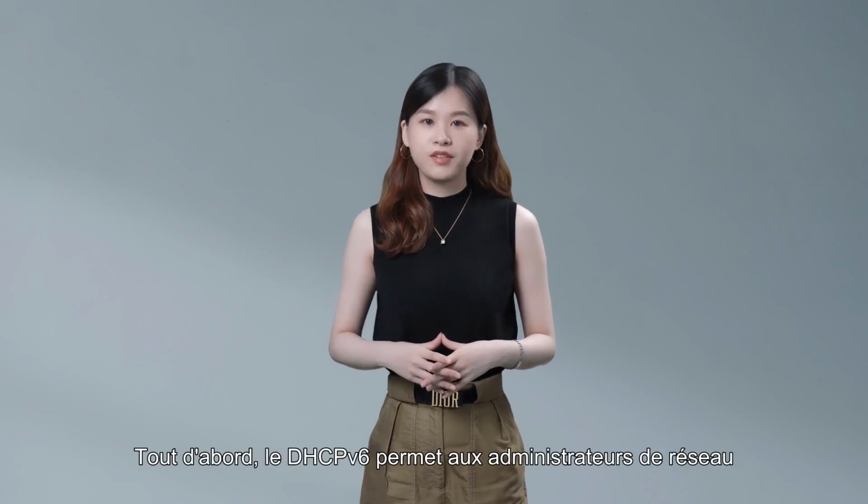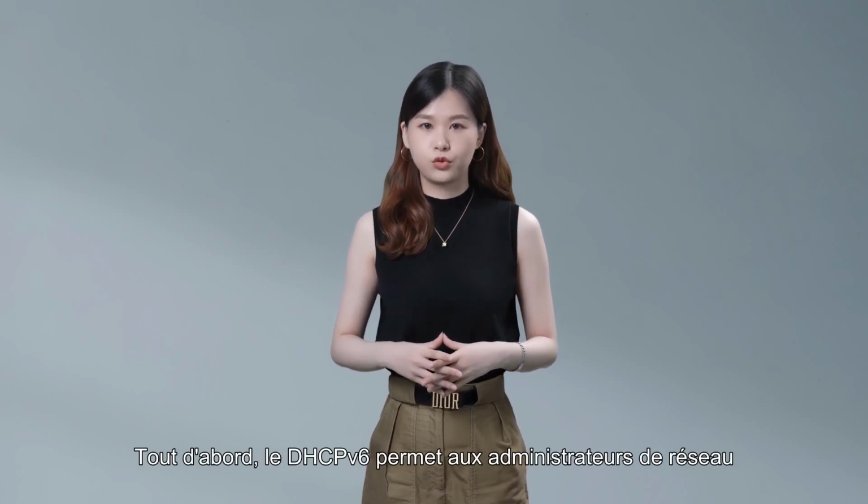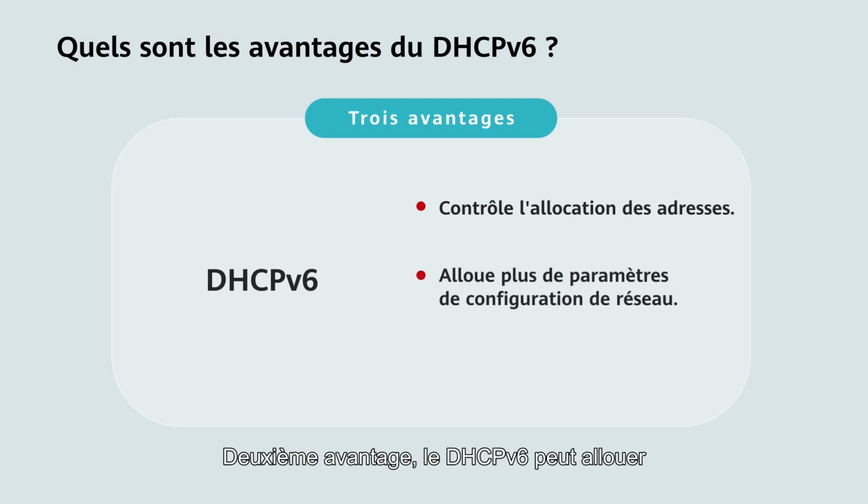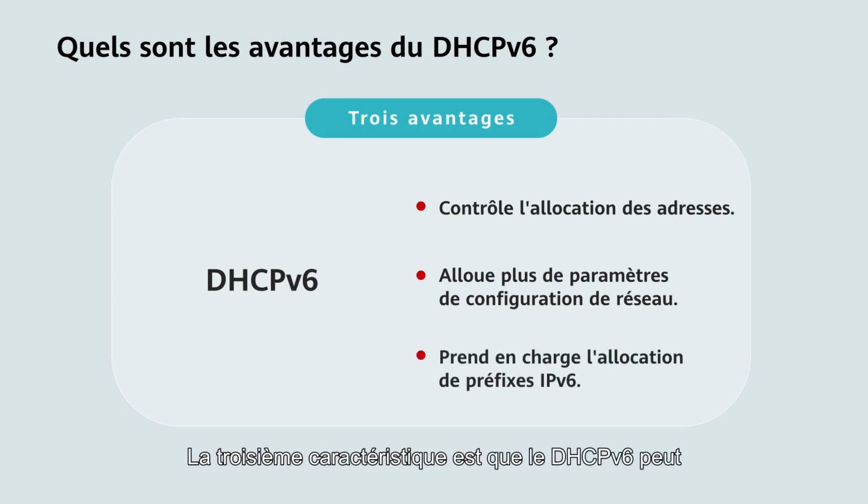First, DHCPv6 enables network administrators to better control IPv6 address allocation, facilitating network management. Second, DHCPv6 can allocate network configuration parameters such as the IPv6 address of the DNS server and support features such as ATP. Third, DHCPv6 can allocate IPv6 prefixes to network devices, facilitating network-wide automatic configuration and hierarchical management.